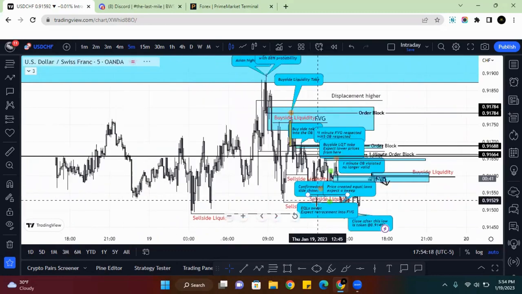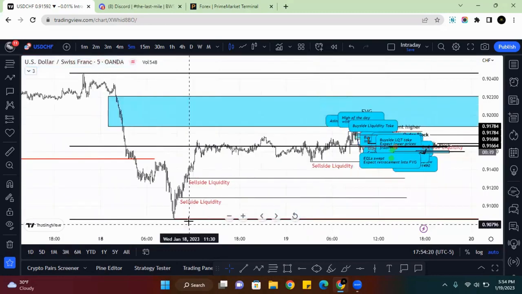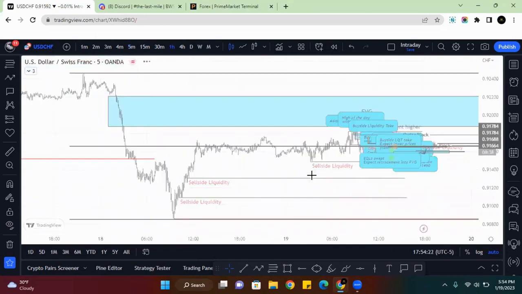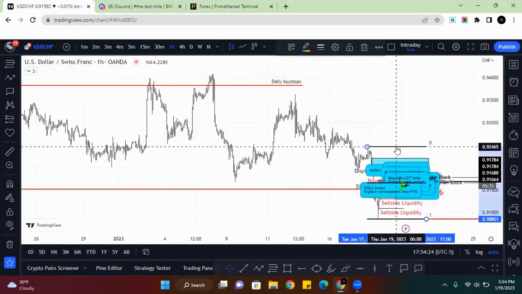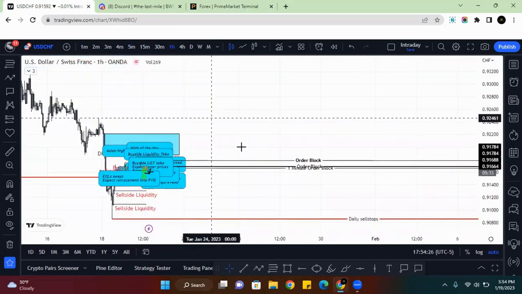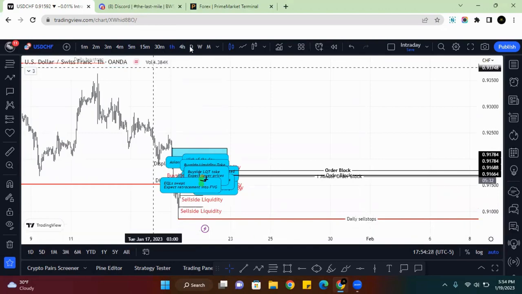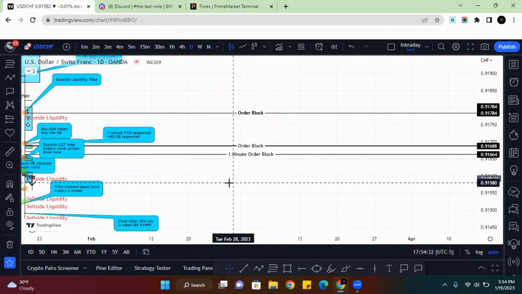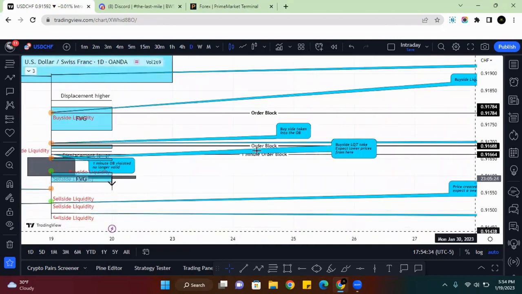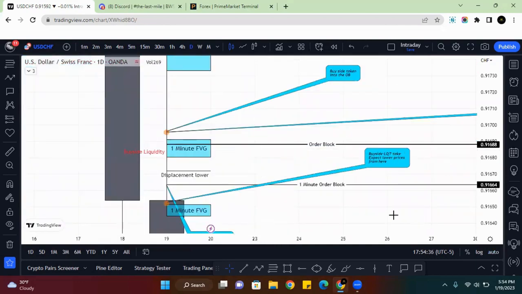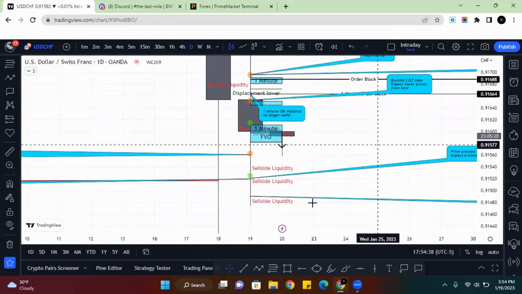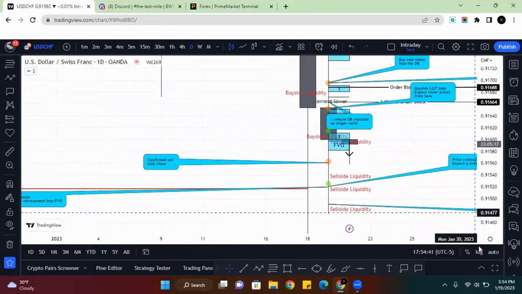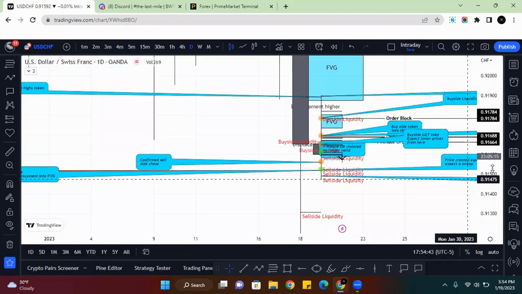But my overall target was more down here, based on the daily sell stops, in which I was using pretty hard, in which I was using the open of this candle down here. Come on, scroll down.